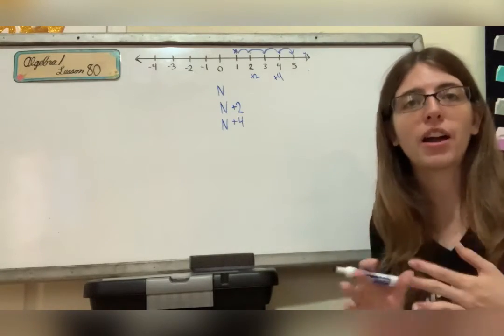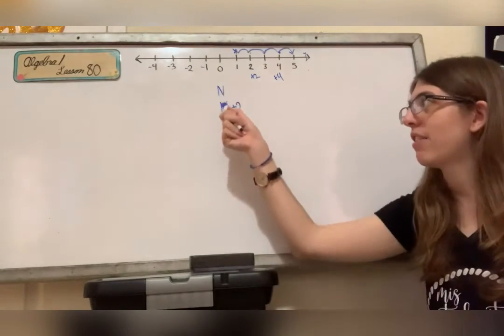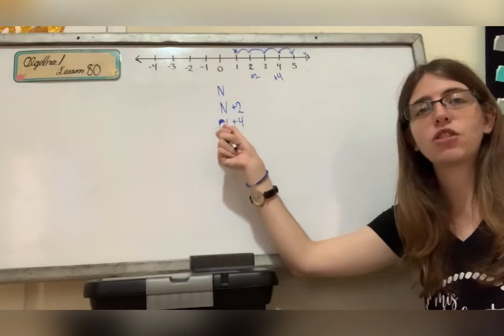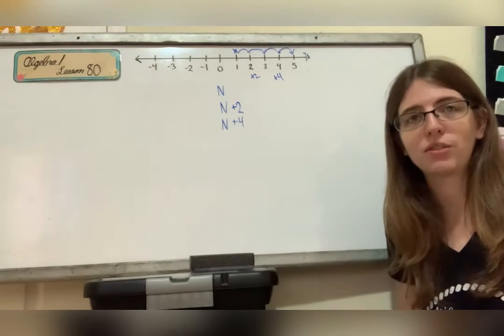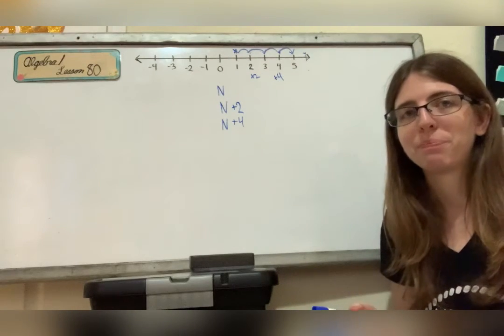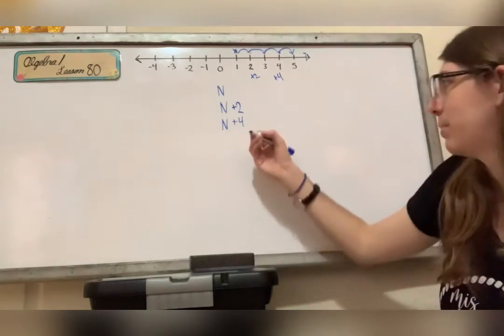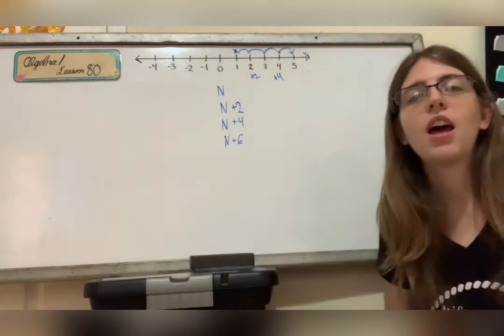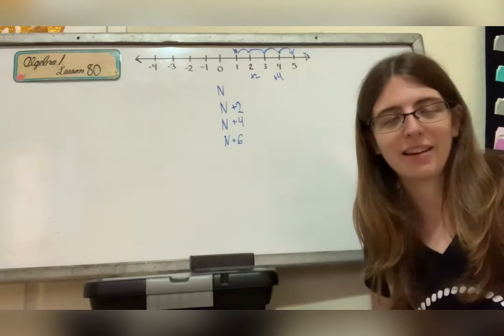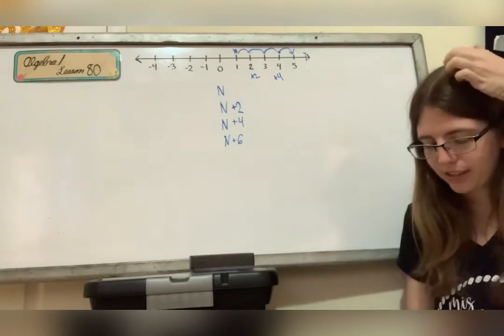When you're looking for odd or even, you start with n, and then the next consecutive number will be n plus 2. And then after that, n plus 4. So what will be the next one? N plus 6, that's right. Because you just count by 2s with the numbers that you have to add to n. Okay? So let's do some practice.